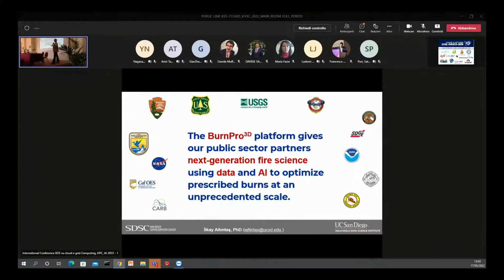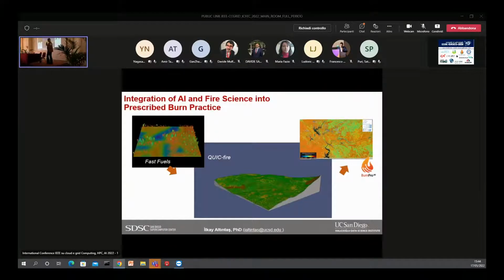So what we are trying to do is to optimize the planning of prescribed burns so we can increase weather windows through optimization of where and when to burn in the first place. And for that, we need models like this. See if I can make this work.